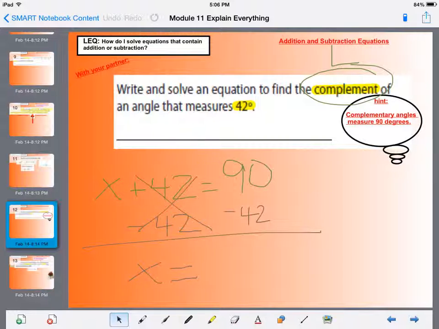I can't take 2 from 0. The 9 becomes an 8. That's 10 minus 2 is 8. And 8 minus 4 is 4. So the answer here is 48 degrees.